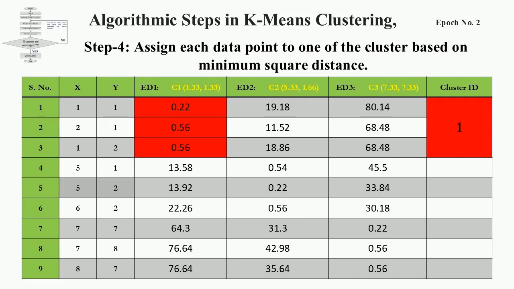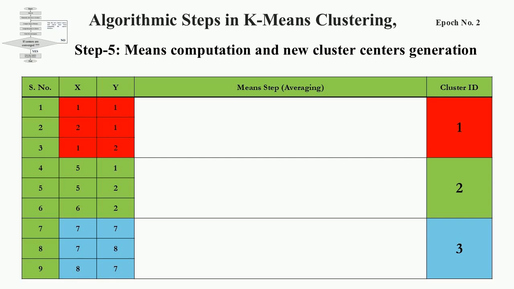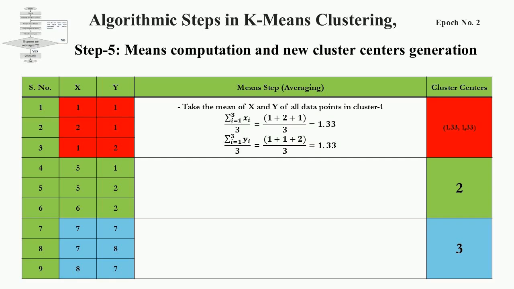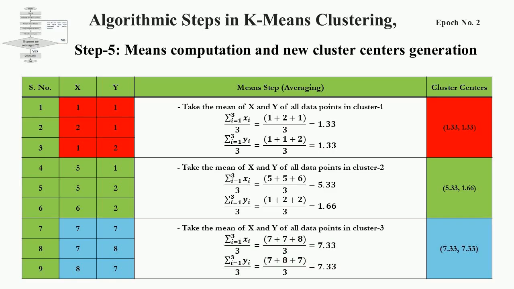Start assigning each data point to the respective cluster number based on the minimum square distance. As can be seen here, the data points at serial numbers 1, 2, and 3 are assigned to cluster number 1. Further, the data points at serial numbers 4, 5, and 6 are assigned to cluster number 2, and data points at serial numbers 7, 8, and 9 are assigned to cluster number 3. Now, perform the means calculations for cluster number 1, then for cluster number 2, and finally for cluster number 3.